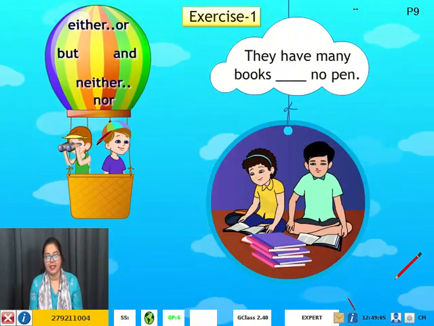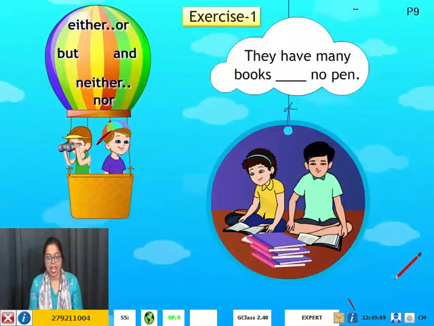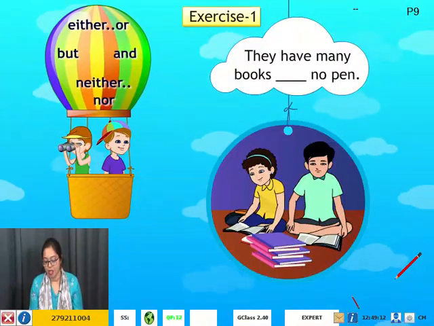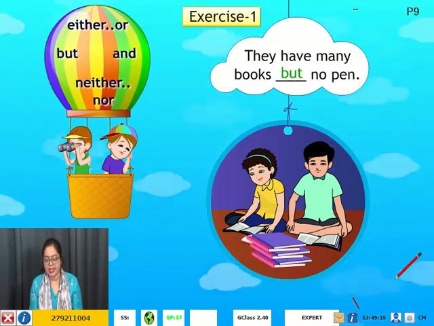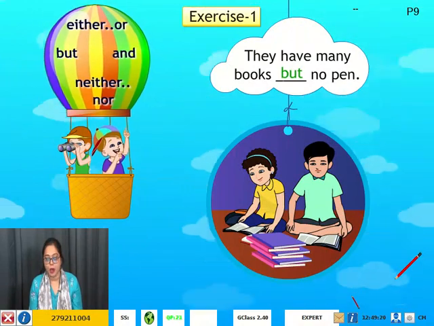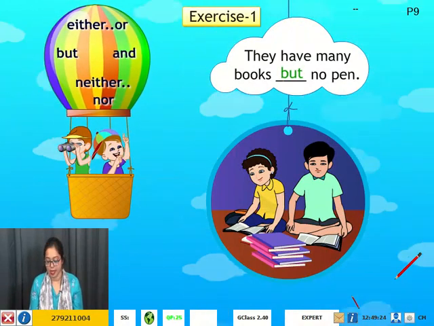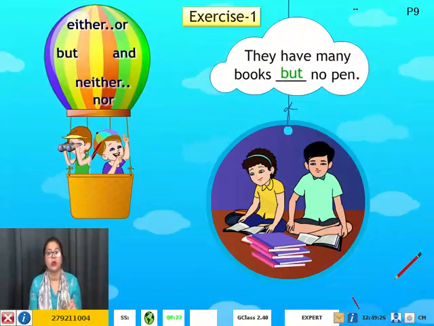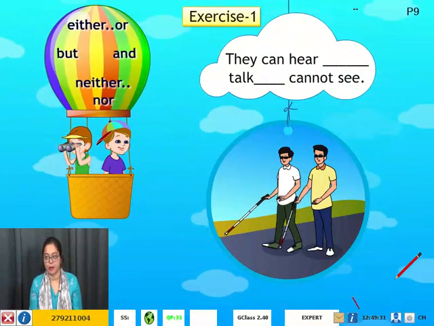Next you see another exercise. They have many books dash no pen. So you see, what is the correct one, will it be or? No, right? Let's see what the correct answer is. The correct answer for this question is, they have books but no pen. So they have books but they don't have a pen. So but is the correct connector used here.